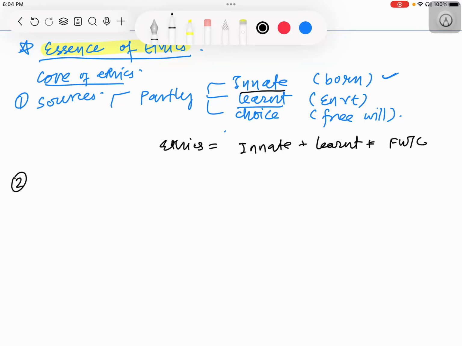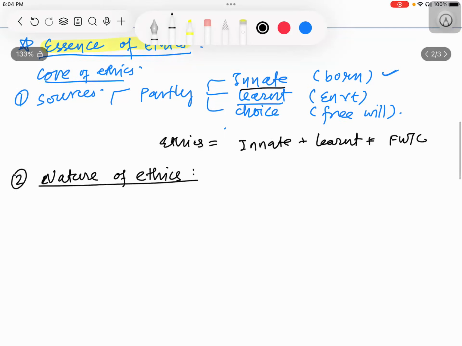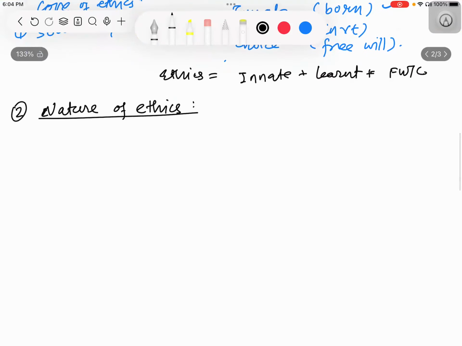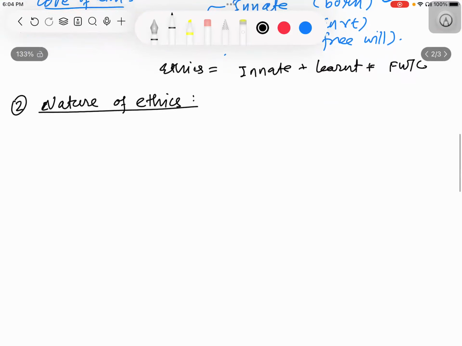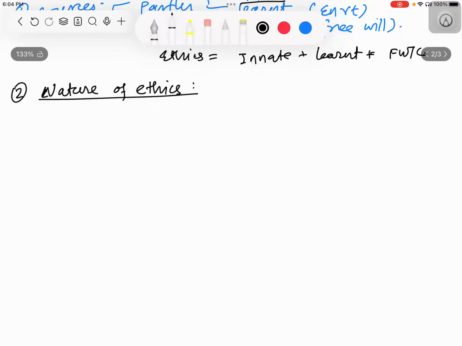Now the second part: what is the nature of ethics? You should take running notes. Of course after every class we provide you the notes, but it's better if you take running notes. So let's see what the nature of ethics is.